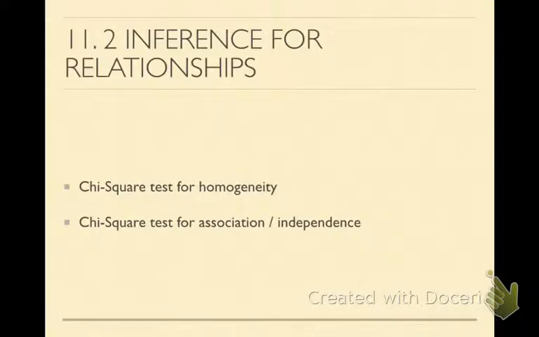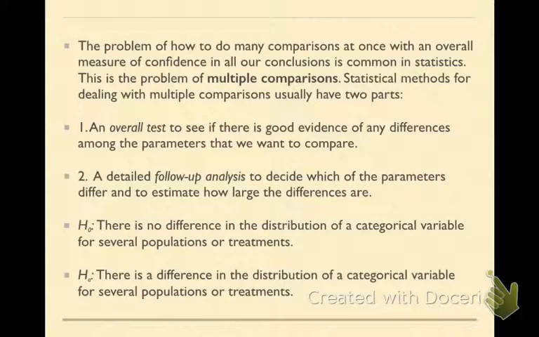And now let's finally move on to section 2, the last section you're going to learn about. In this section, you're going to learn about homogeneity and association independence. Like I said before, you only use chi-square when you have multiple comparisons of different categories. First of all, you're going to do an overall test to see if there's good evidence of any differences among the parameters that we want to compare. And then, like I said before, a detailed follow-up analysis.